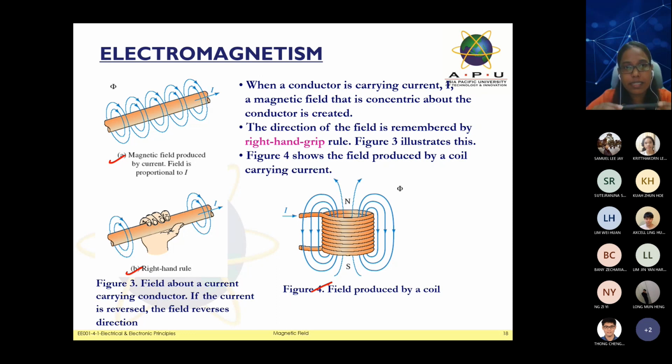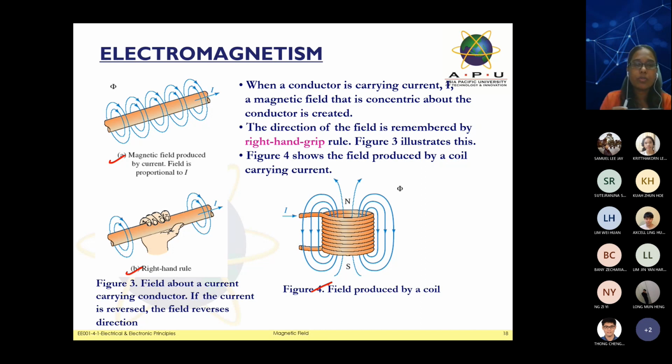The second part here: the direction of the field is remembered by the grip hand. This is the right hand grip rule. I think everyone knows the right hand grip rule, so this one will come in the next part. At the third point, figure 4 shows the field produced by the coil carrying the current. Take note, in figure 3 you can also have current when it is connected to your supply. Then only can we have the voltage, and then only can we have the current flow into your coil.